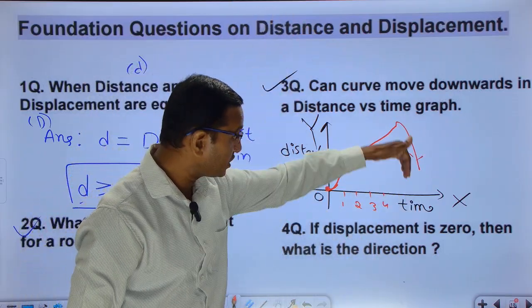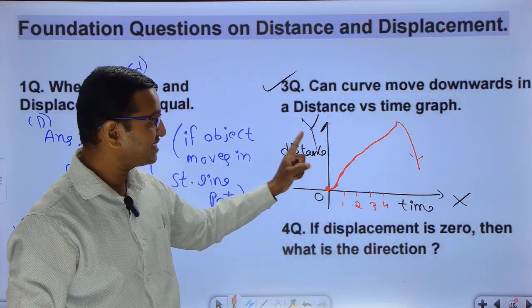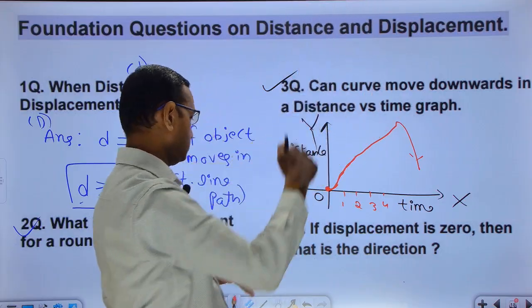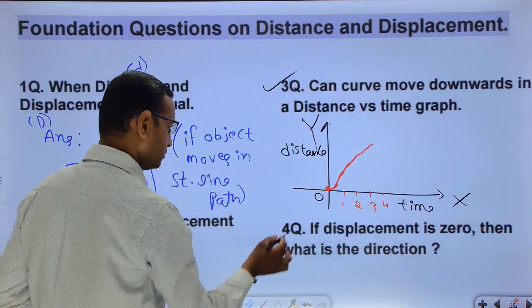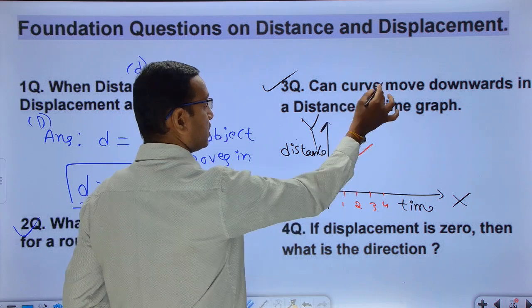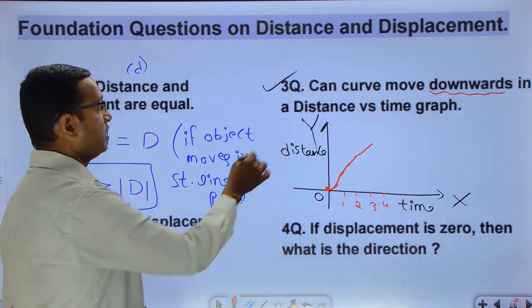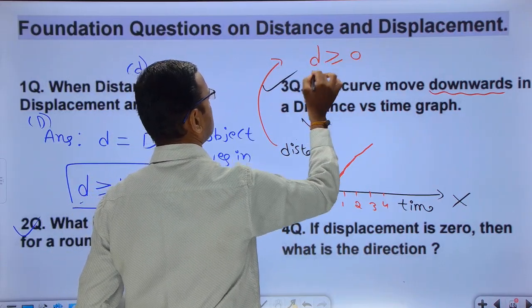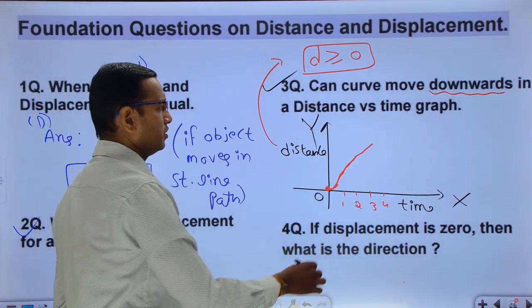If the curve is coming downwards, that is meaningless. So remember, in distance-time graphs, the curves will always be moving upwards. So the curve cannot move downwards. It's impossible. Why? Because earlier we said that distance is always greater than or equal to 0. Distance can't be negative.